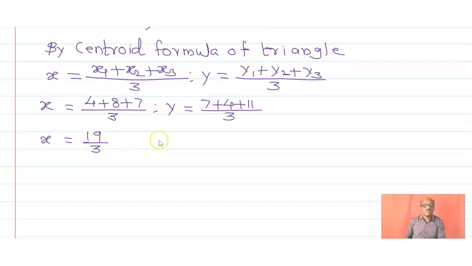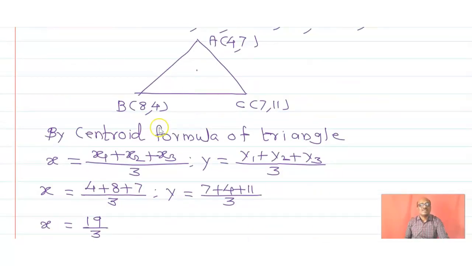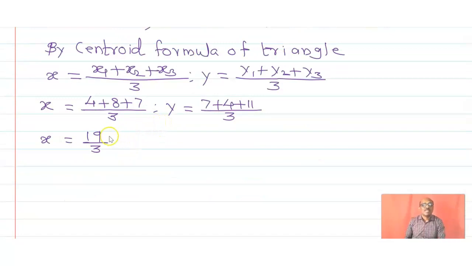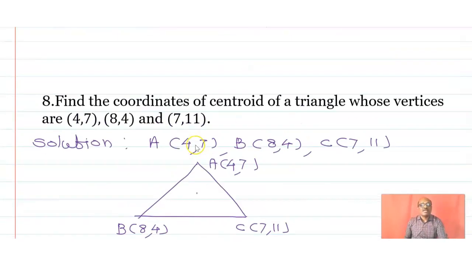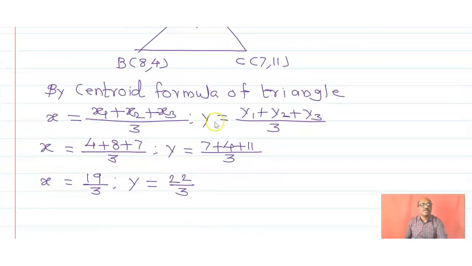upon 3. Let's check once again. The odd figure comes 8 and 4, 12, that is 12. 12 plus 7 that is 19. 19 upon 3. And what about the y coordinate? Y coordinate is again 7 plus 4, 11. 11 plus 11 that is 22 upon 3. Okay. And we want to find out the coordinate of the center of the triangle.